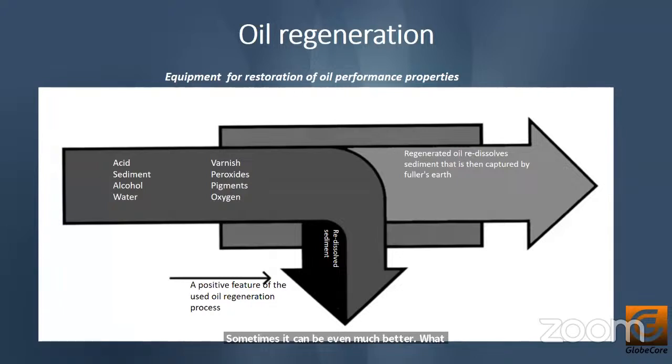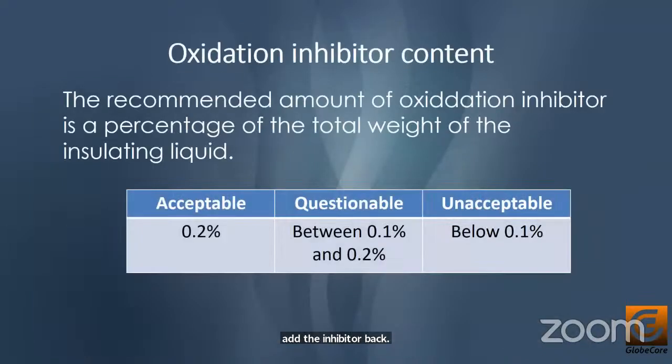What happens is that this process also removes oxidation inhibitors. Therefore, whenever we regenerate oil and want to maintain the parameters of an inhibited oil, we must add the inhibitor back in at the end of the process. The permissible inhibitor content for transformers should be more than 0.2%, but less than 0.3% by weight of the liquid.